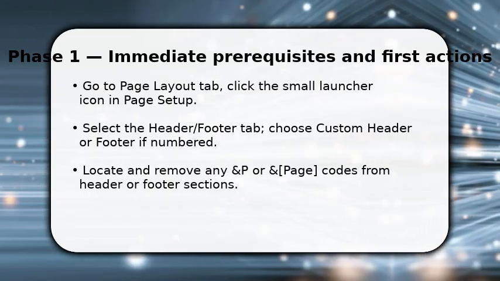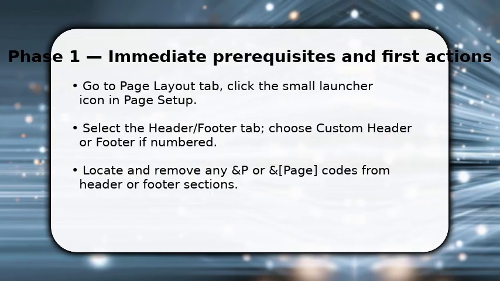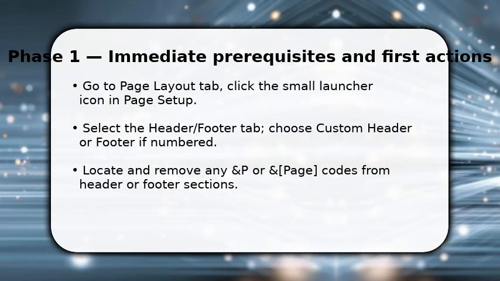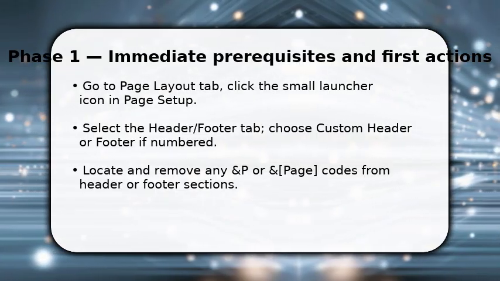You remove any page code like "&[Page]" directly. Once done, that is the first actionable change to stop Excel inserting page numbers in printouts or previews.